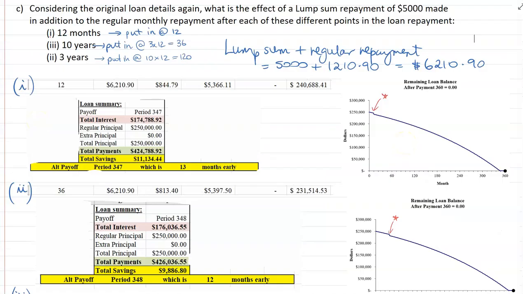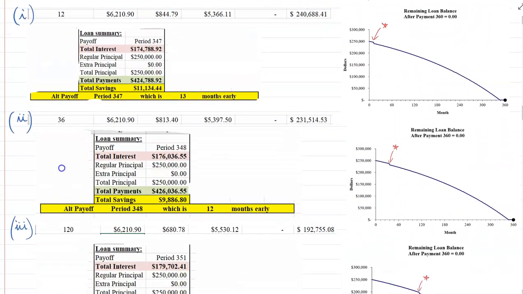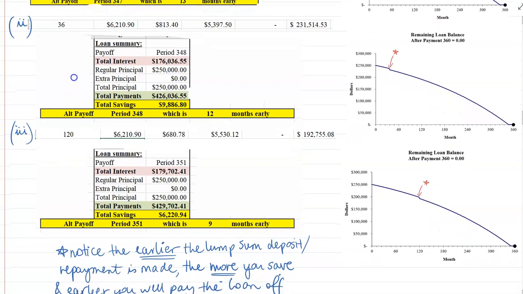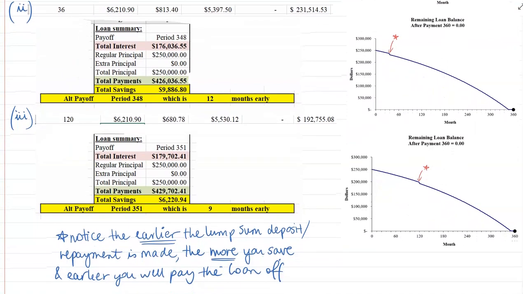Okay, so just summing all of that up, if I was to put in the lump sum repayment at the 12 months, at the 36th month, at the 120th month, what you should notice is that the earlier the lump sum repayment is made, the more you will save and the earlier you will pay the loan off.